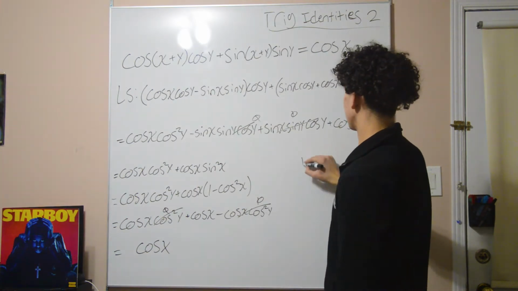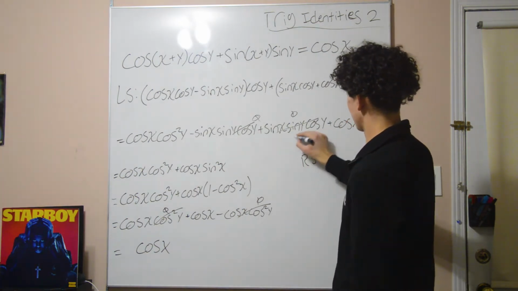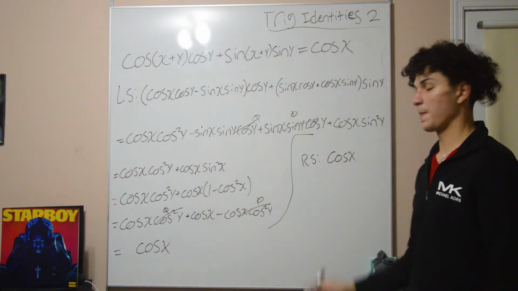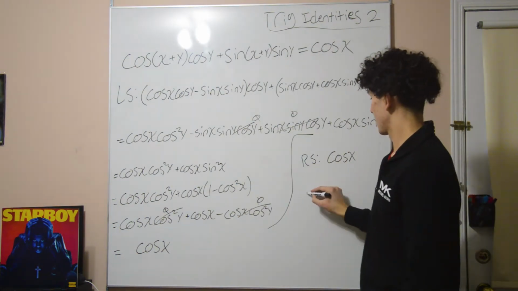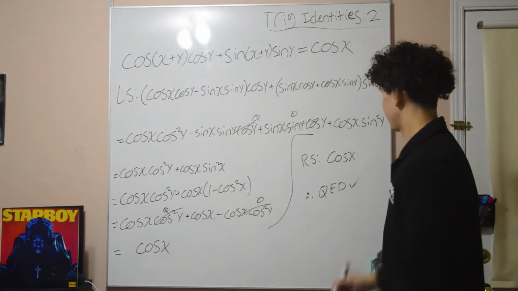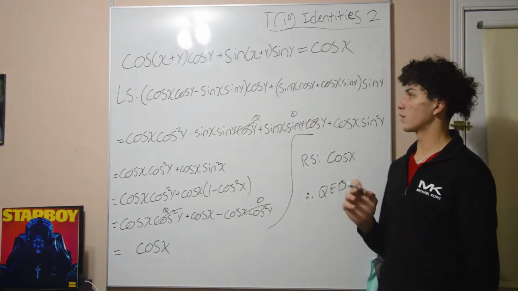Now, let's take a look at our right side. There. Right side is equal to cos x. Are they equal? Yep, they are. Therefore, Q.E.D. Let's move on to the next one.